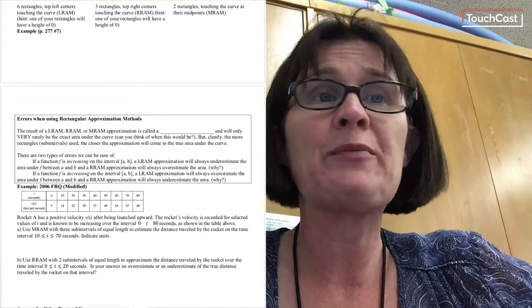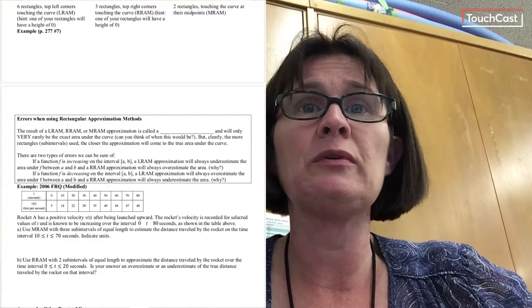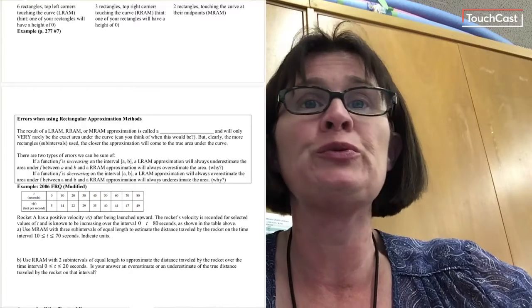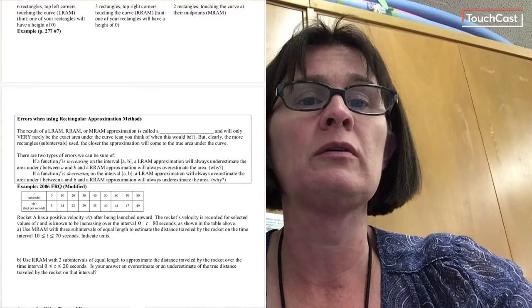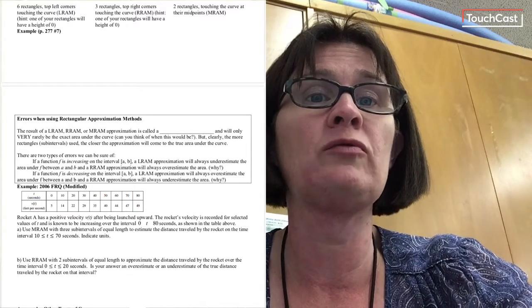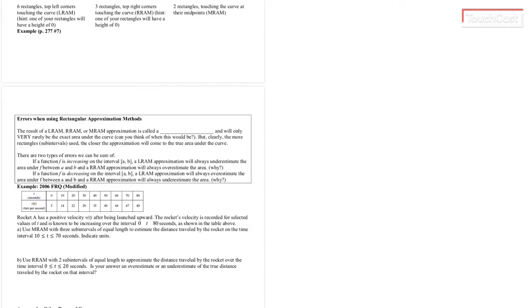We're going to pick up here at the bottom of the second page of your notes and do example number 7 from page 277. It says we have a graph of f of x equals 2x minus x squared.